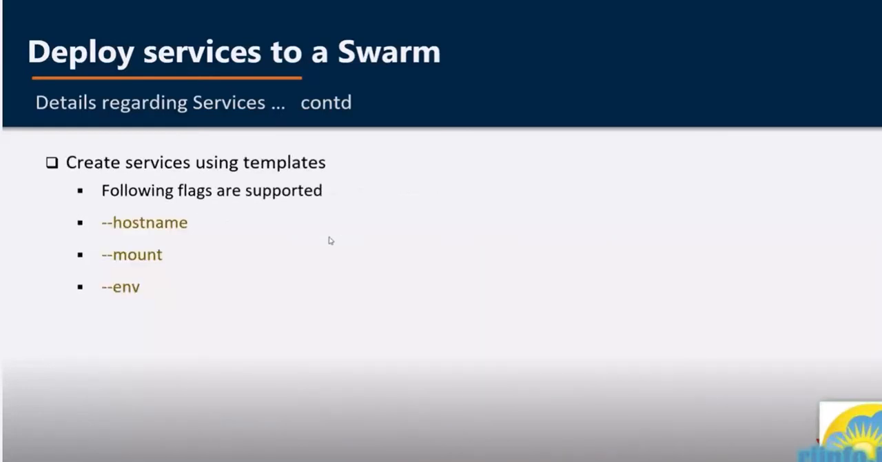Now let's talk about creating services using templates. We can use templates for some flags of service create using the syntax provided by Go's text/template package. The following tags are supported: hostname, mount and environment.